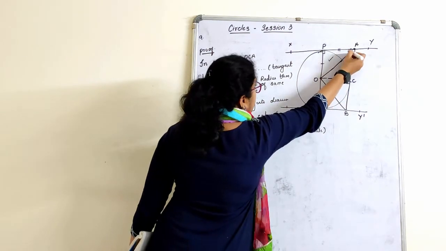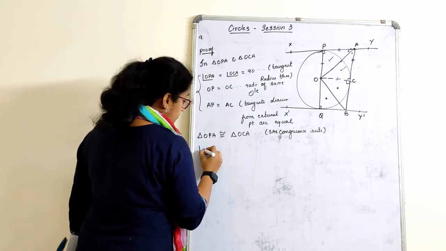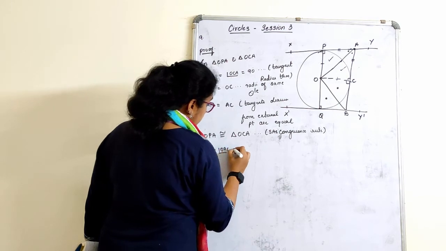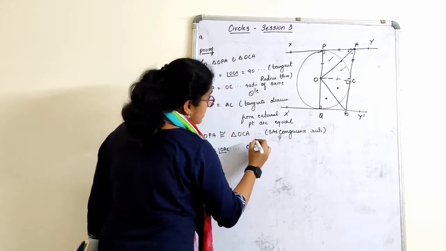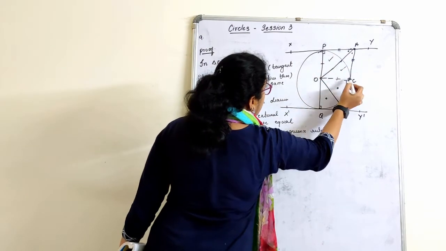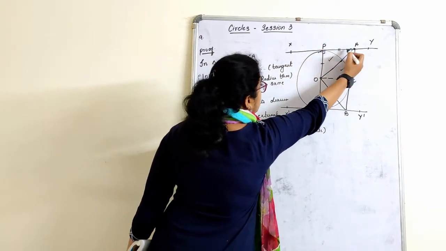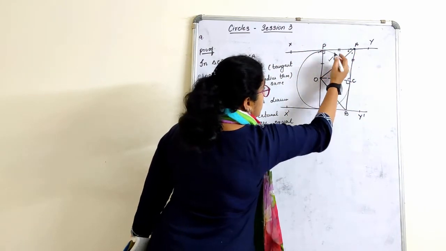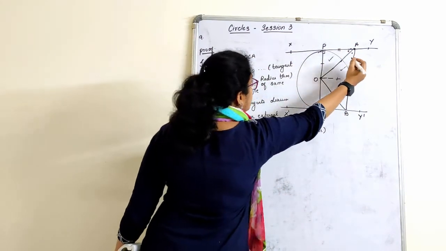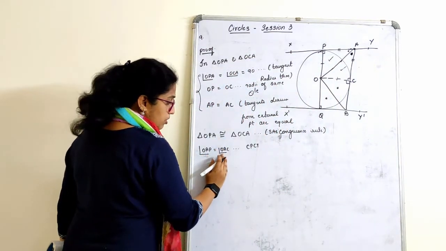From this I will tell now these two angles are equal, by CPCT. Angle OAP is equal to angle OAC. Reason: CPCT. Now these two angles are equal, right? Which is nothing but half of the whole angle, half of PAB. See here, PAB is nothing but PAC. Both are equal, right? So I will consider this part of the angle as OAP is equal to OAC.